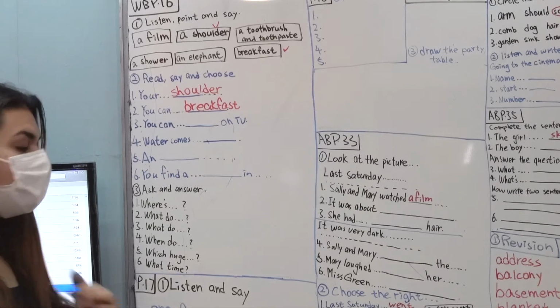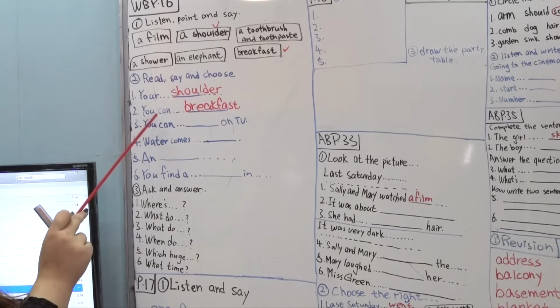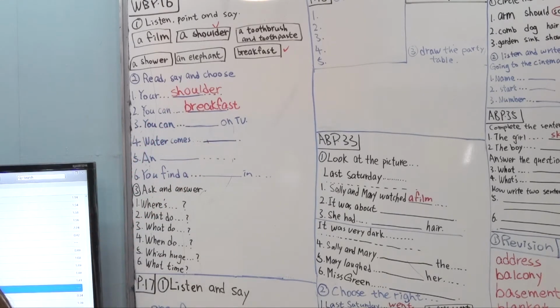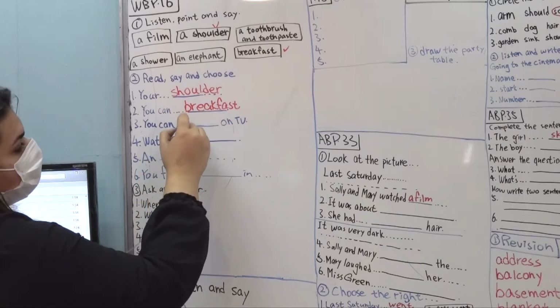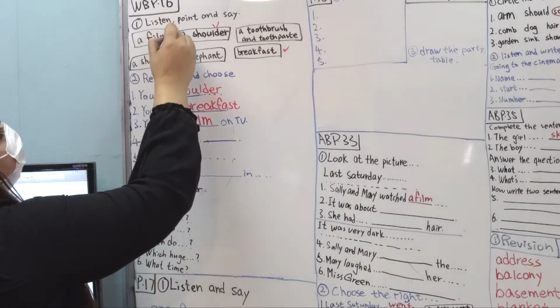Alright, time up. Let's move on to number 3. You can watch what on TV? You can watch... That should be, you can watch a film on TV, okay? Film.